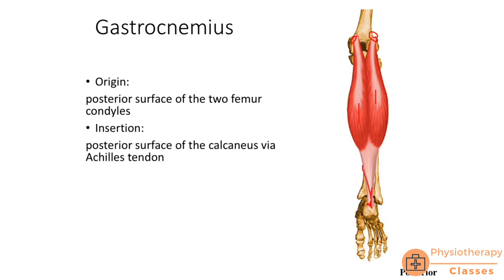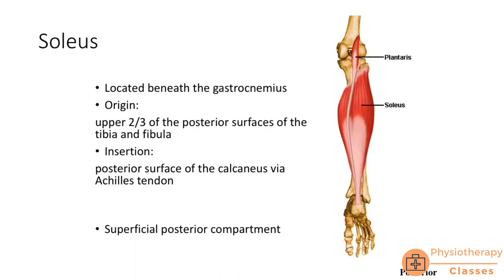So the action of this muscle would be flexion at the knee joint because it crosses the knee joint, and also plantar flexion of the ankle joint because it crosses the ankle joint. So these are the main actions of this muscle, that is plantar flexion of the foot and flexion of the knee. Next muscle is the soleus muscle.